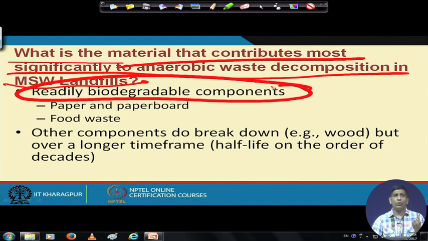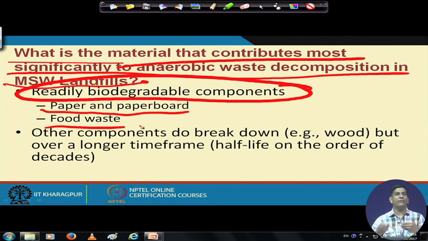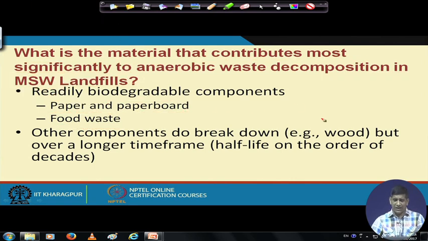There are certain waste components which are biodegradable, like for example wood and textile, and to some extent rubber. In theory, they are biodegradable, they will biodegrade, but it takes a long period of time. Readily means which will biodegrade much faster. Something like paper and paperboard, food waste, they degrade much faster. So those are called readily biodegradable components. That's the term used for these kinds of waste.